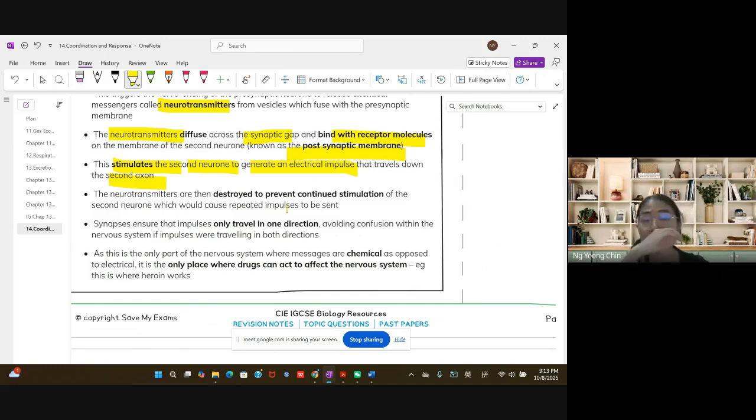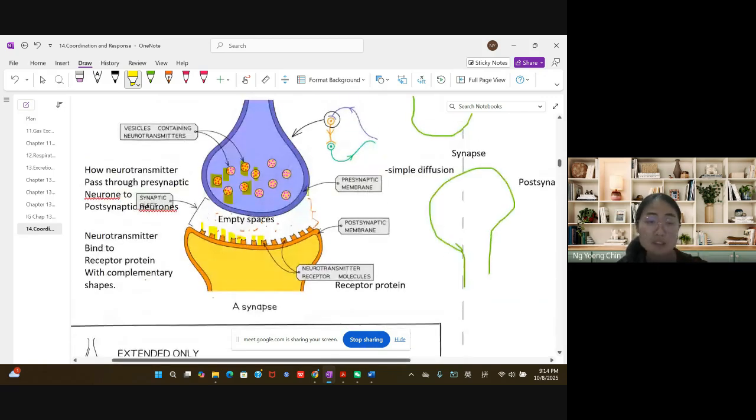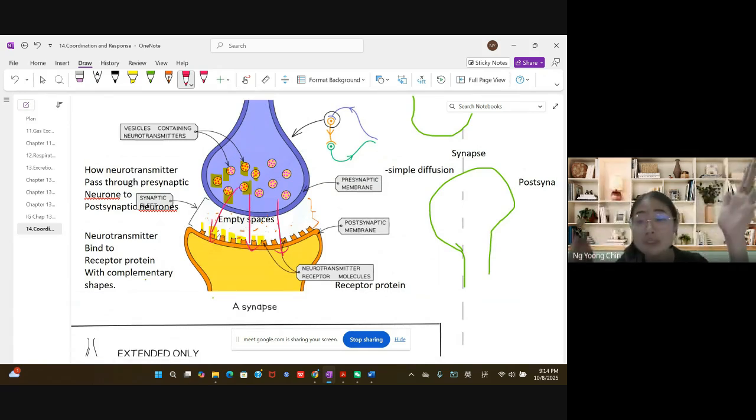After the neurotransmitter is used up, can it go back to the pre-synaptic neuron and be packaged back into the vesicle? The answer is no. We only allow the neurotransmitter to flow in one direction, forward only, from the pre-synaptic neuron to the post-synaptic neuron. It cannot go from the post-synaptic neuron back to the pre-synaptic neuron. This is impossible.